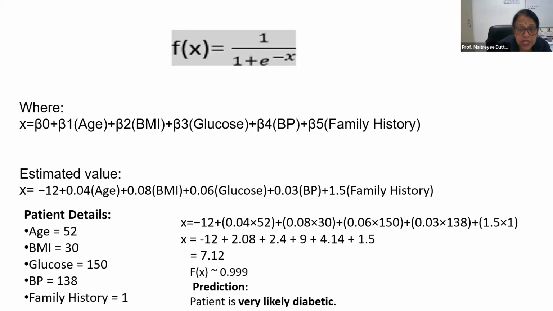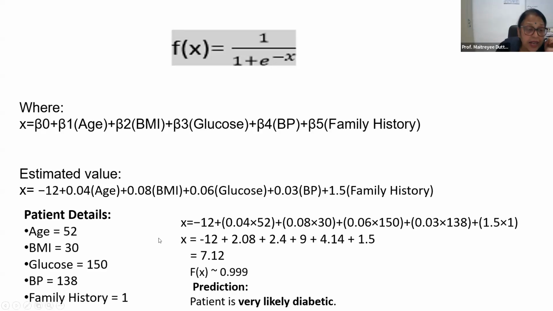I am not coming to the equations because I do not have much time. So for example, I have calculated beta naught equal to minus 12, beta 1 equal to 0.0 something, with the help of the equations, right? We have calculated the x, so this is my logistic model. Now somebody is coming to you, and with the model I have created, you have to check whether the person is diabetic, very likely diabetic, or not, right?